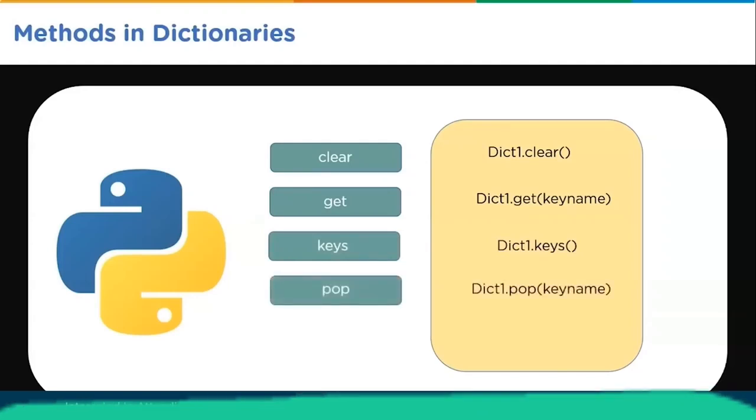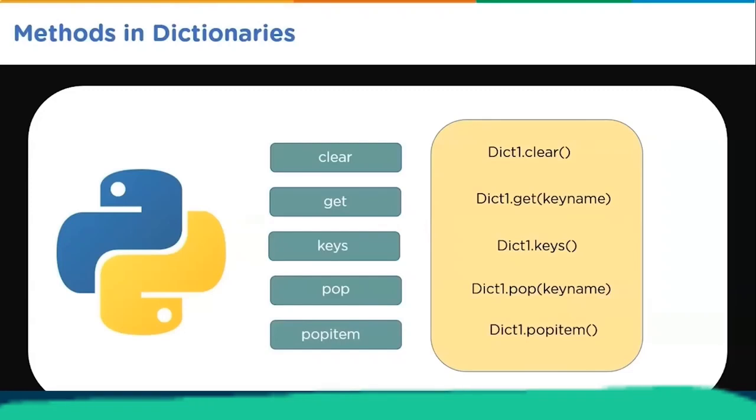The next is pop. It removes the element with the specified key. Its syntax is dict1 dot pop, and in round brackets we would write the particular key name. And the next method is popitem. It removes the last inserted key value pair from the dictionary, and its syntax is dict1 dot popitem. Let's move to the Jupyter notebook and execute these methods.